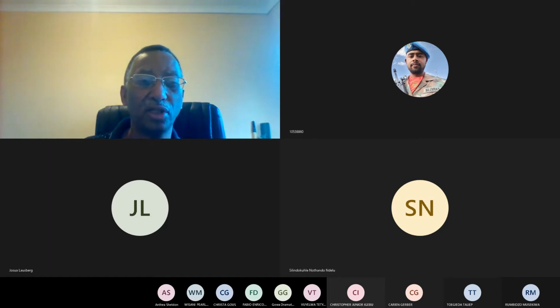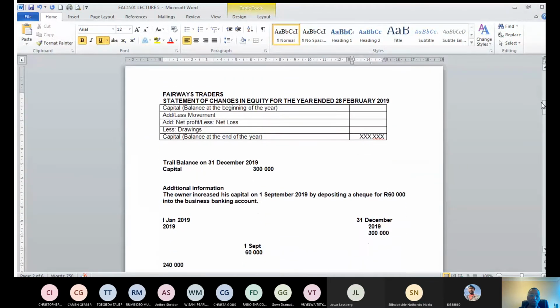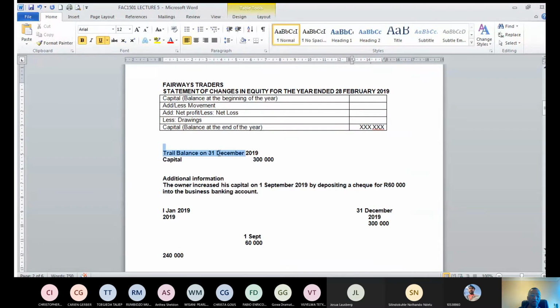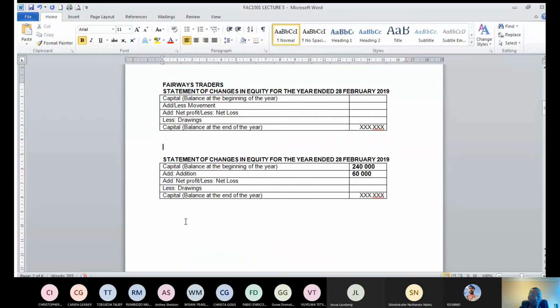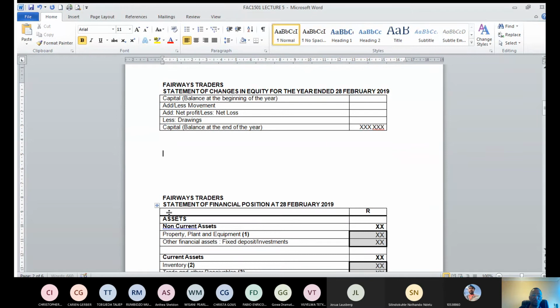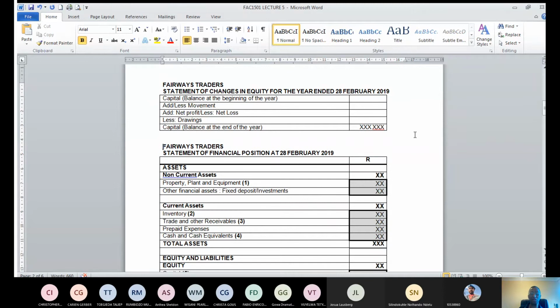Right, we move on to the last financial statement. And the last financial statement that we are going to deal with is called the Statement of Financial Position. So we go back now to your notes, page 2. Let us just go through the format of your Statement of Financial Position. In your Statement of Financial Position, remember, we want to list all our assets, all the equity, and all our liability accounts.